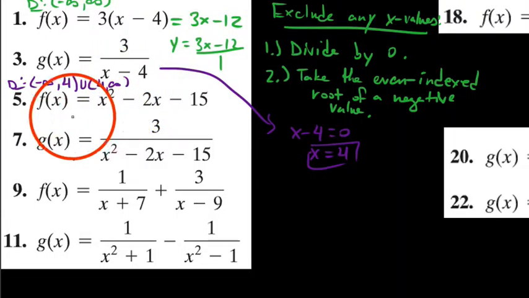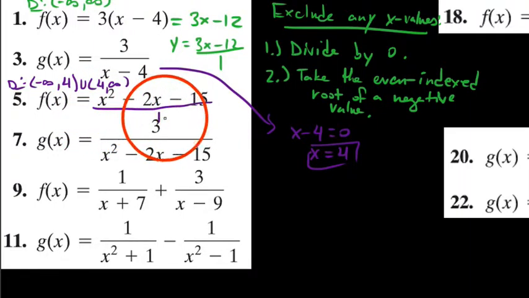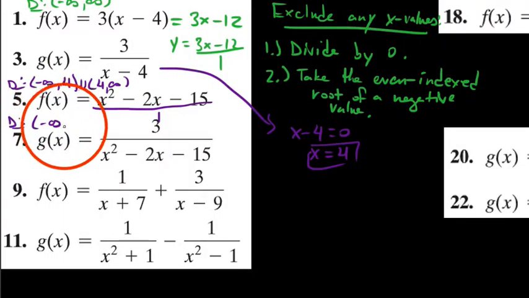Number 5, okay, I don't see that I'm ever going to divide by 0 on this one. There are no x's in the denominator, and there are no even index radicals. So automatically I'm just going to tell you its domain is negative infinity to infinity, and even more because this is just the graph of a quadratic, a parabola.